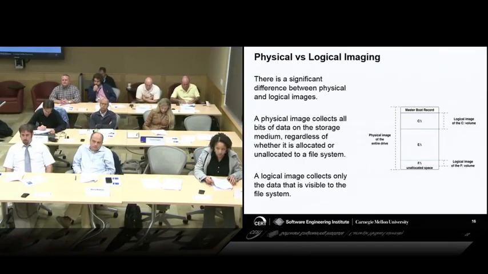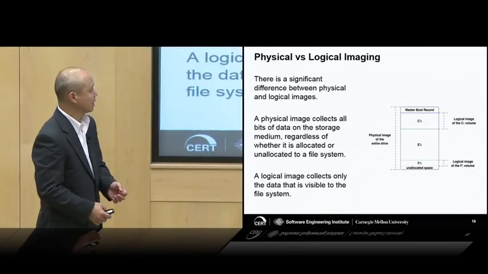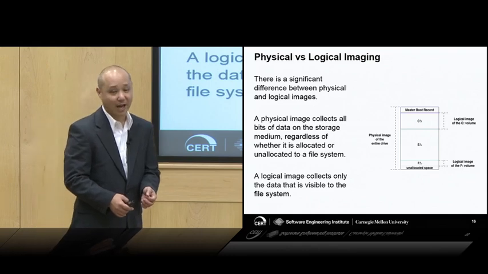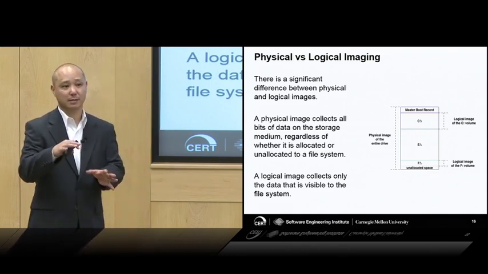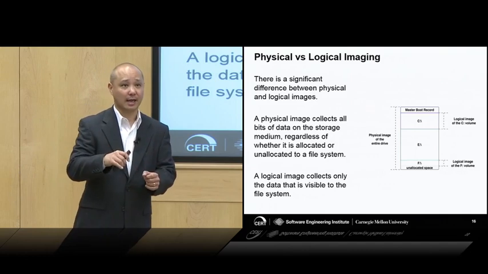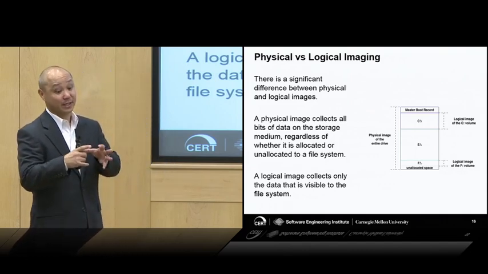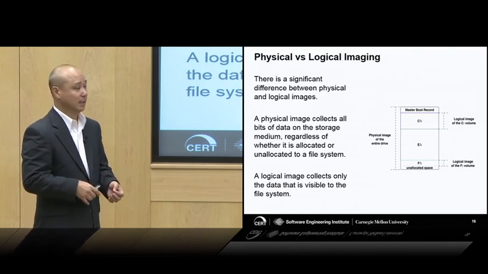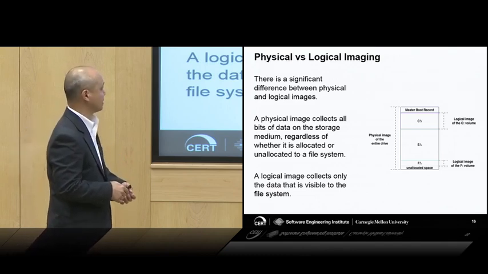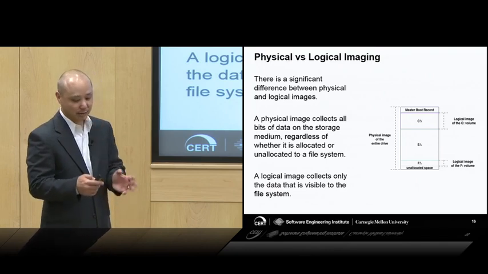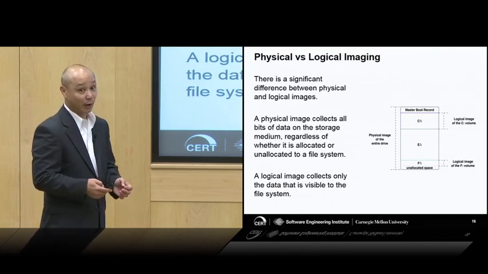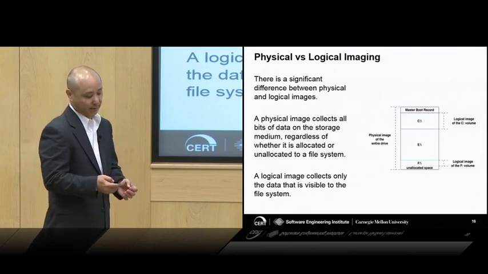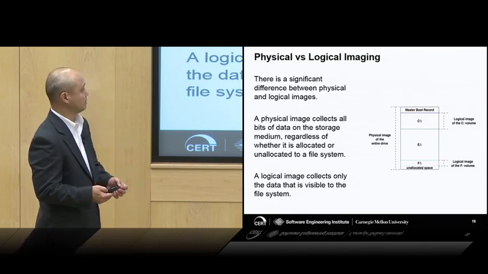There's physical versus logical imaging. The logical image is what the operating system knows to exist and what it accesses. And then the physical is every single byte that's capable of being written on that drive. Very important. It seems like a simple distinction, but if you grab one instead of the other when you really meant to get the other, it could be different for you.